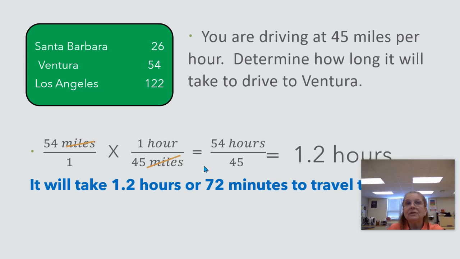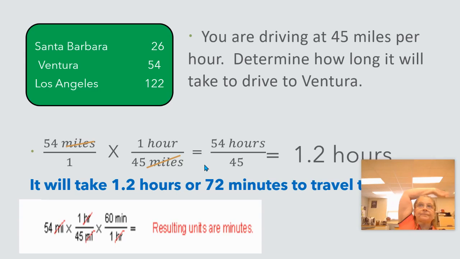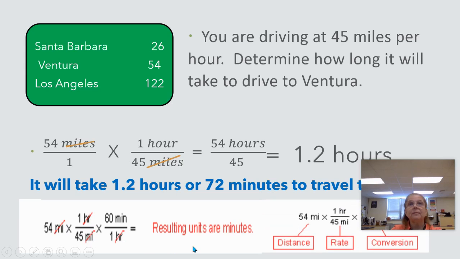If you wanted to do a separate conversion and put the resulting units in minutes, I could have taken the 54 miles divided by the unit rate of 1 hour per 45 miles. That's the rate I was driving, 60 minutes per hour. I need the miles to cancel and the hours to cancel, so I multiply the numerators by the denominators.